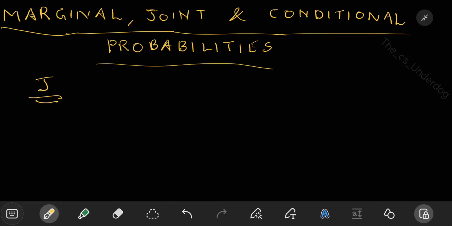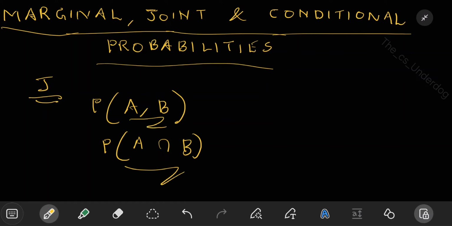What is joint? That is the probability of two or more events occurring simultaneously. That is the probability of A and B occurring together. This can also be written as probability of A intersection B. Both are one and the same. This is what you call joint probability. A is occurring, B is also occurring. Then what is the probability of A and B occurring together? This is what you call joint.